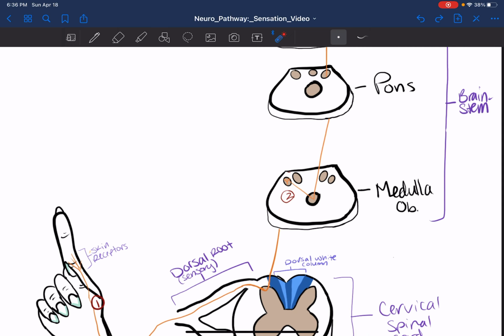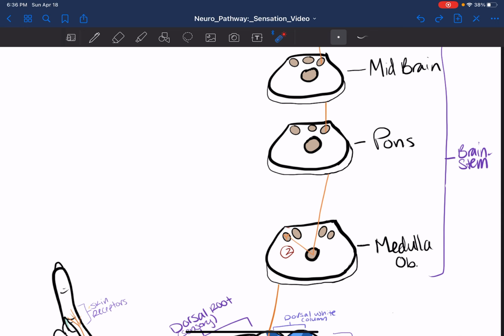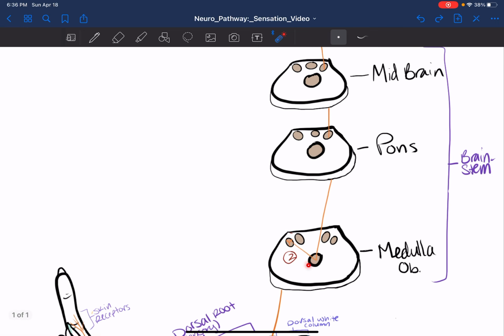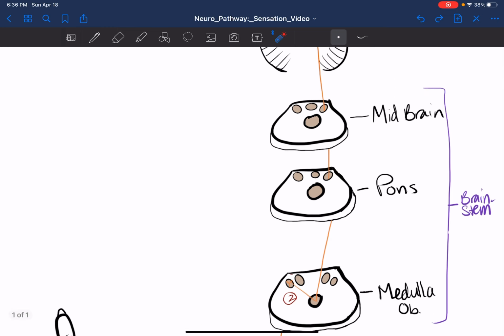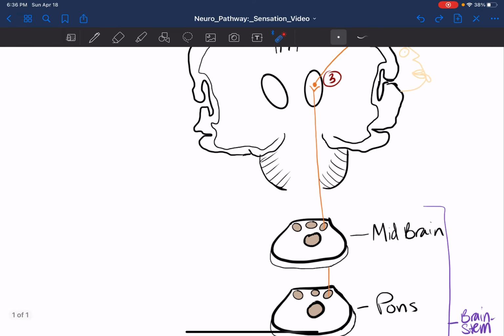Go a little bit more up. So once she ascends to the medulla oblongata, she will then synapse with the second order neuron. The second order neuron will then cross at the medulla, then continue to ascend to the brain or the CNS, but now on the left side of the brainstem. And right here, the second order neuron continues up on the left side of the brainstem. She switched over, passing through the pons, midbrain.